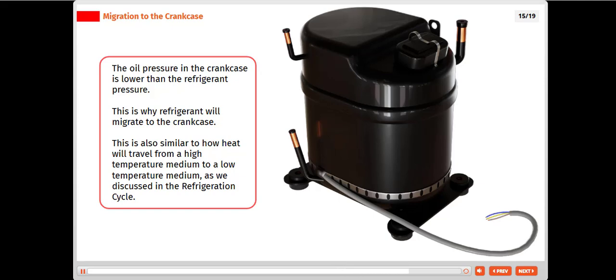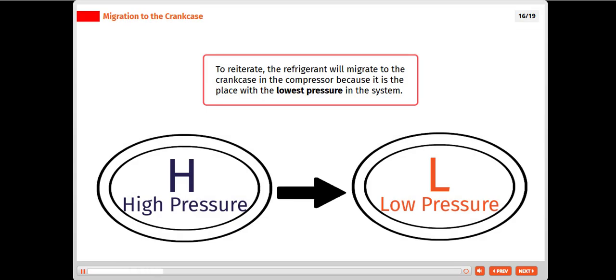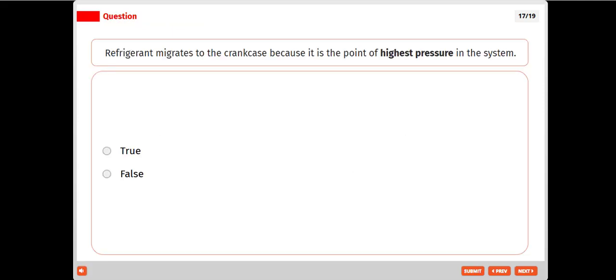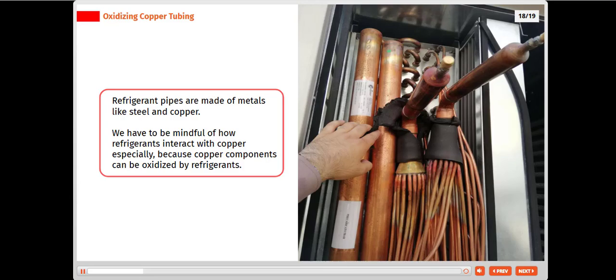To reiterate, the refrigerant will migrate to the crankcase in the compressor because it is the place with the lowest pressure in the system. True or false: refrigerant migrates to the crankcase because it is the point of the highest pressure in the system. False. It is the point of lowest pressure. Refrigerant pipes are made of metals like steel and copper. We have to be mindful of how refrigerants interact with copper, especially because copper components can be oxidized by refrigerants.